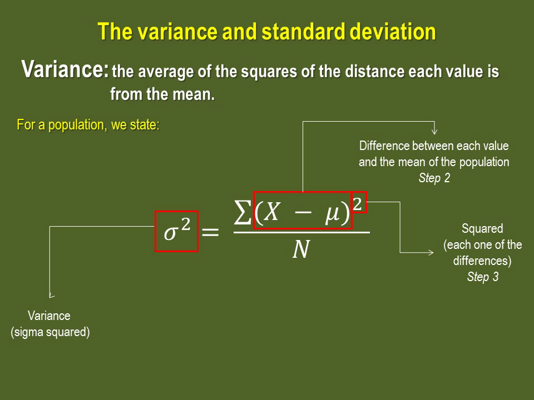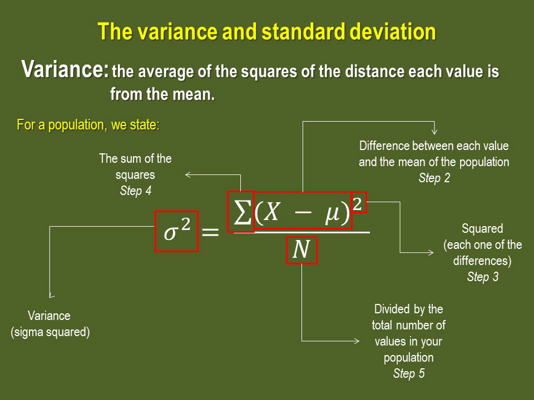And then we square each one of these differences, which is step 3. We then add the sum of the squares together, which gives us step 4. And we divide our total sum of the squares by the total number of values in your population. That's step 5.